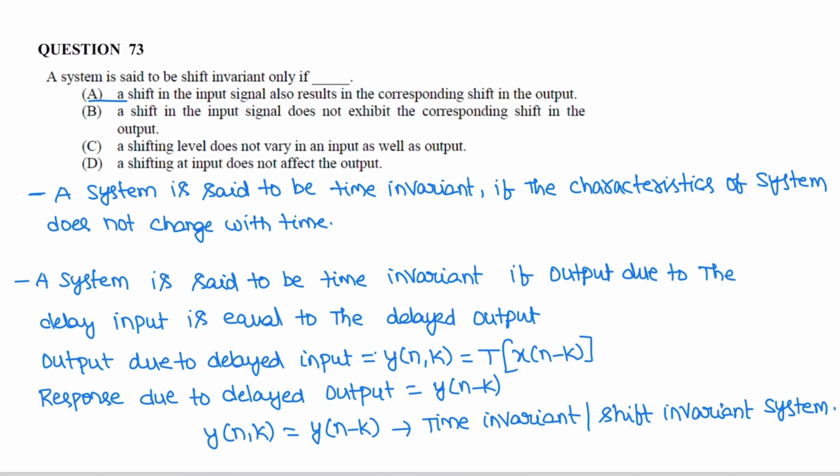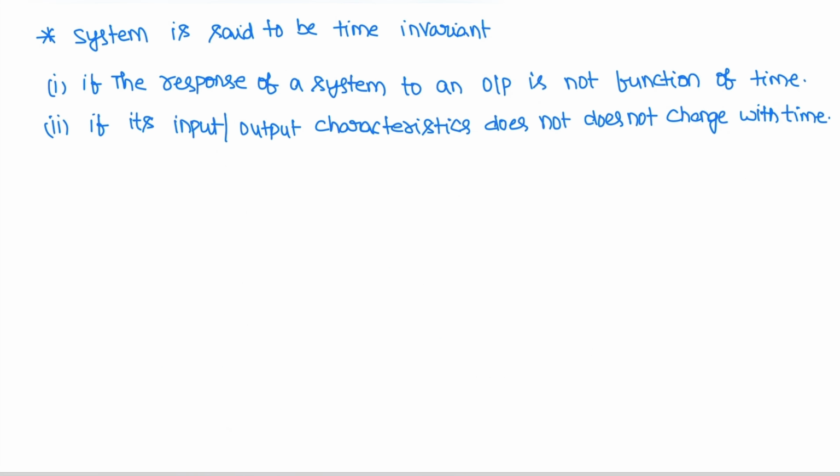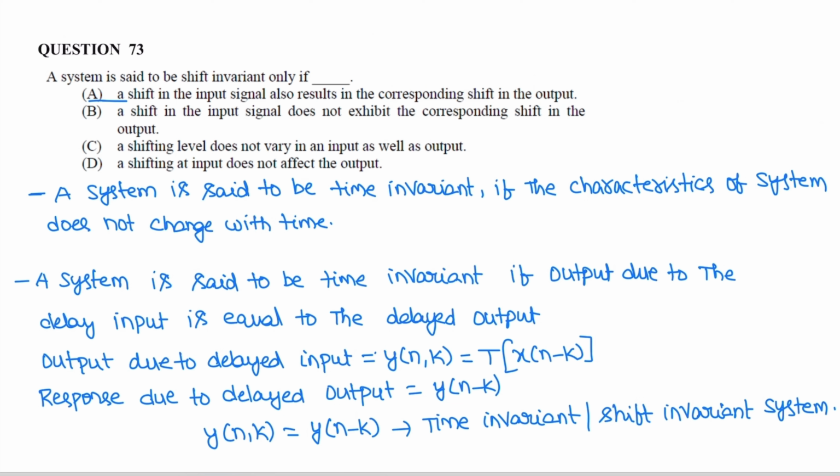A system is said to be time invariant if the characteristics of the system do not change with time, or if the response of the system to an input is not a function of time, that is, its input-output characteristics do not change with time. This is the definition of a time invariant or shift invariant system. So the correct option is A.